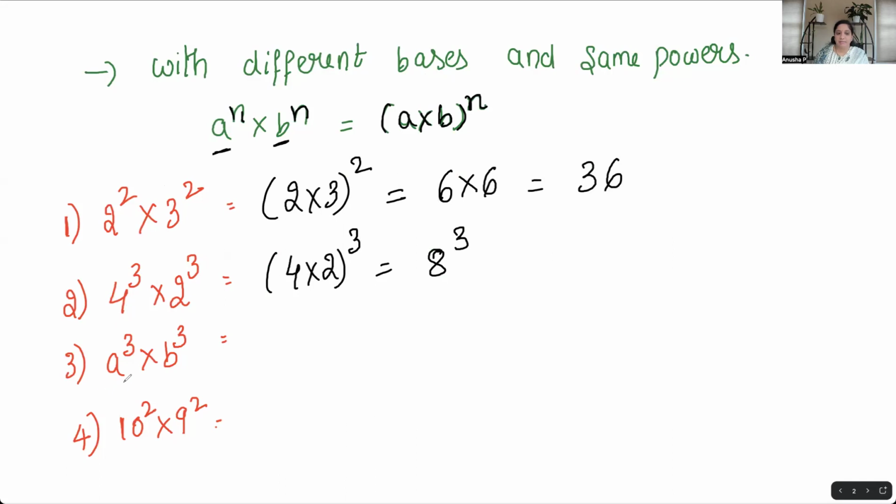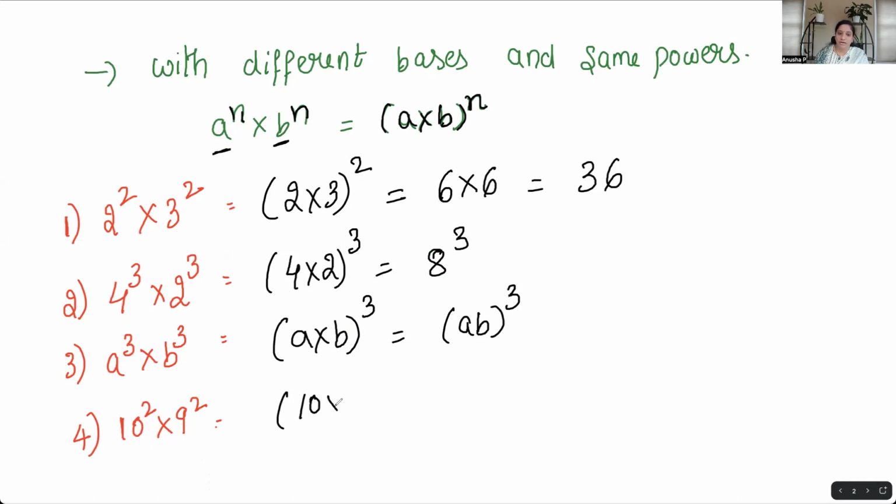In the third example, it is a to the power of 3 times b to the power of 3. Again, the bases are different, but the power is the same. So you can write it as a times b whole to the power of 3, or ab to the power of 3. Okay.